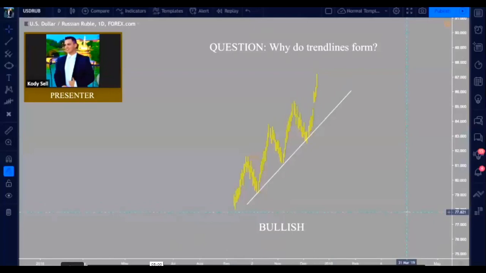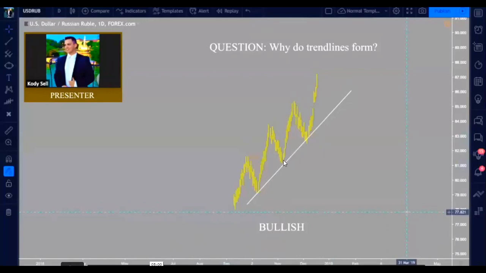We are about to discuss what a bullish market looks like. What the market looks like when it's in a bullish trend. Remember, bullish means that price is going up, right? So you see how price started here and it's coming up.